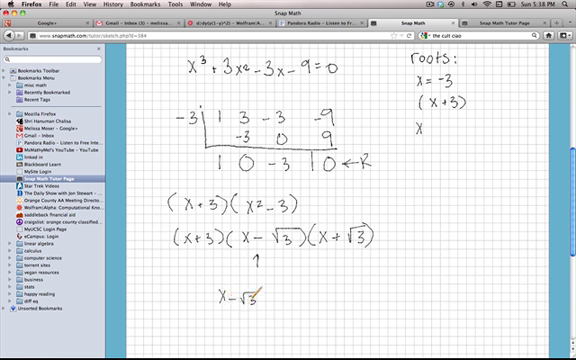X minus the square root of 3 is equal to 0, which means that x is equal to the positive square root of 3. And x plus the square root of 3 equals 0, which means that x is equal to the negative square root of 3. So the roots are x equals plus or minus the square root of 3. And those are all of the roots of this equation. We know that they're all of the roots because there are 3 of them, and this is a third degree equation.